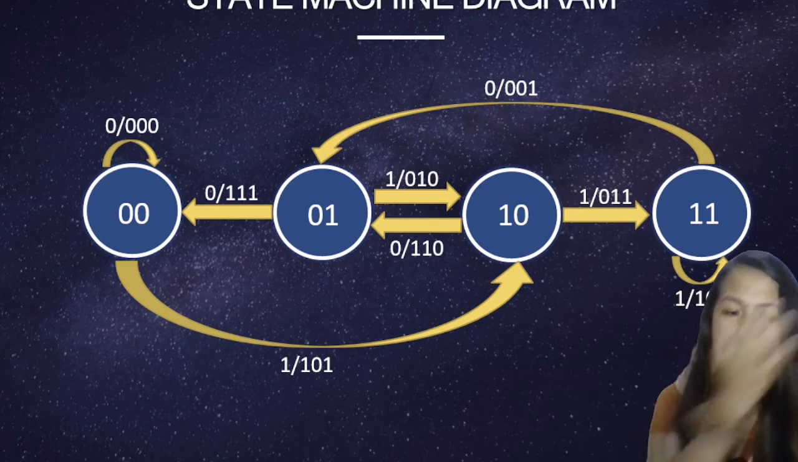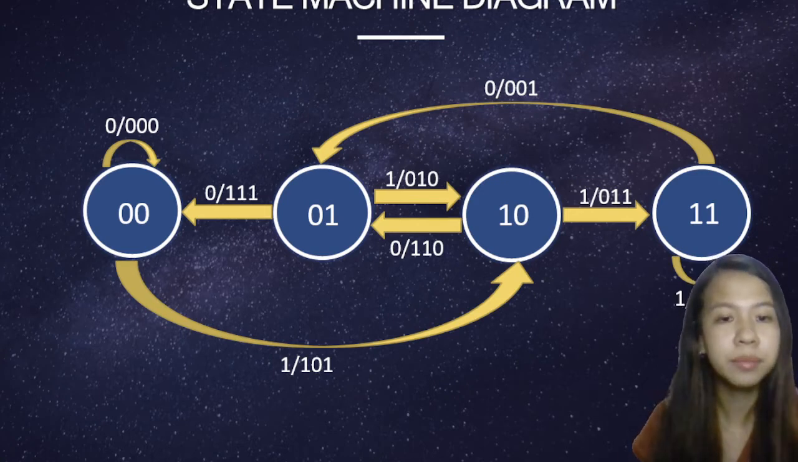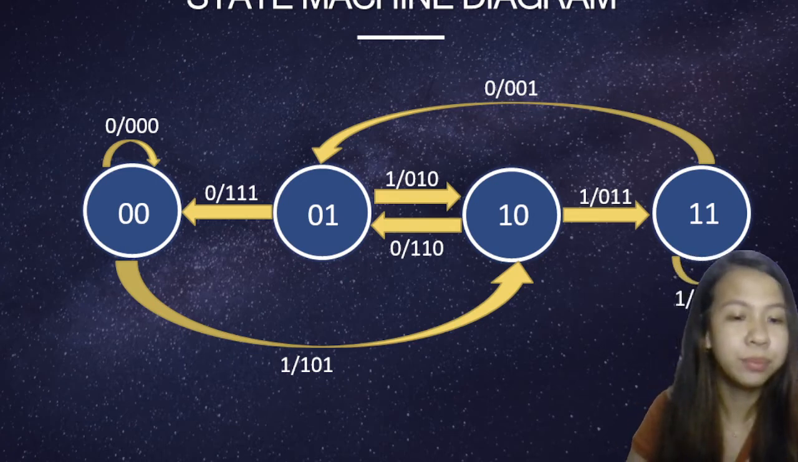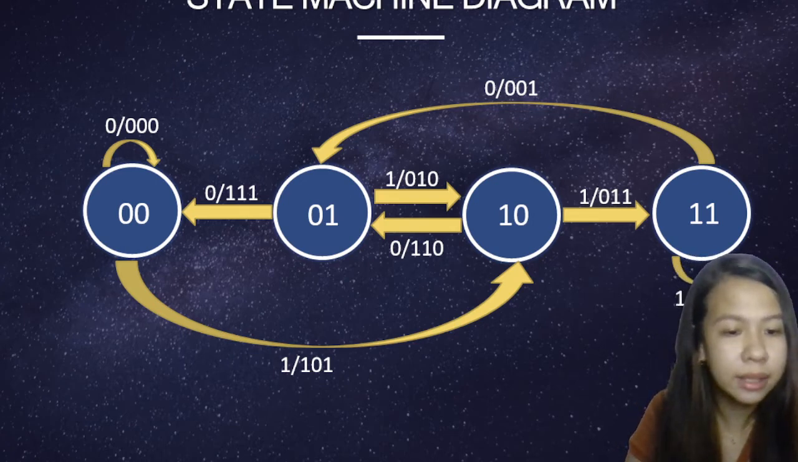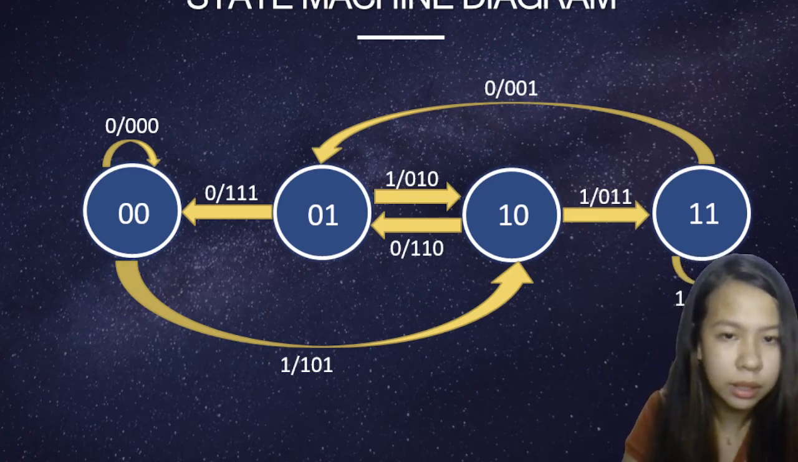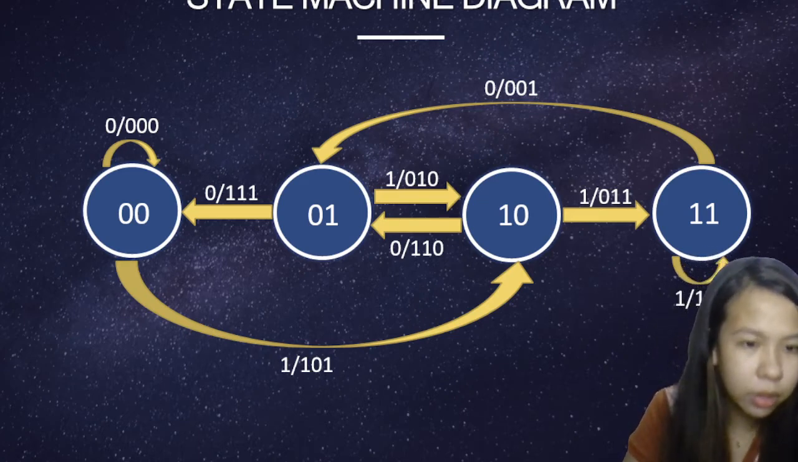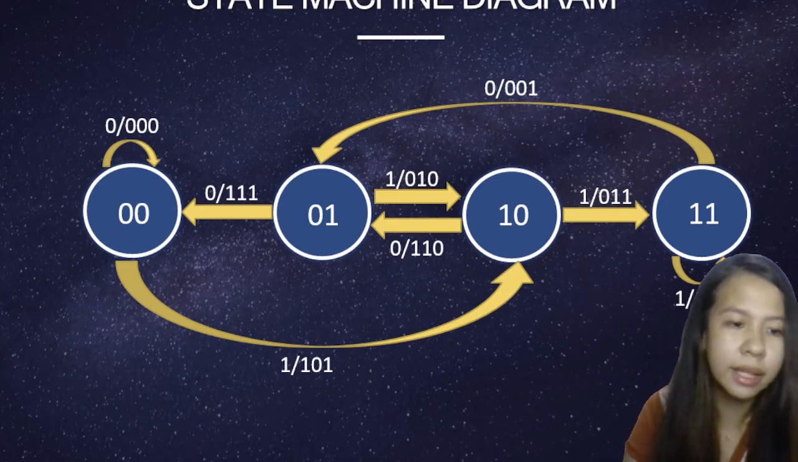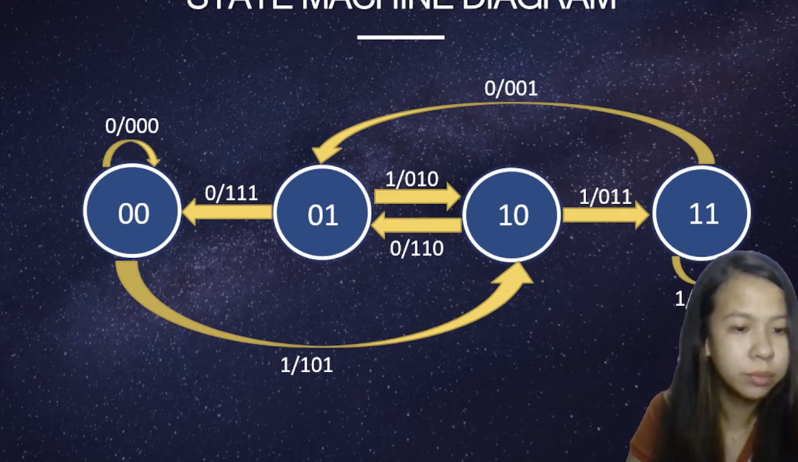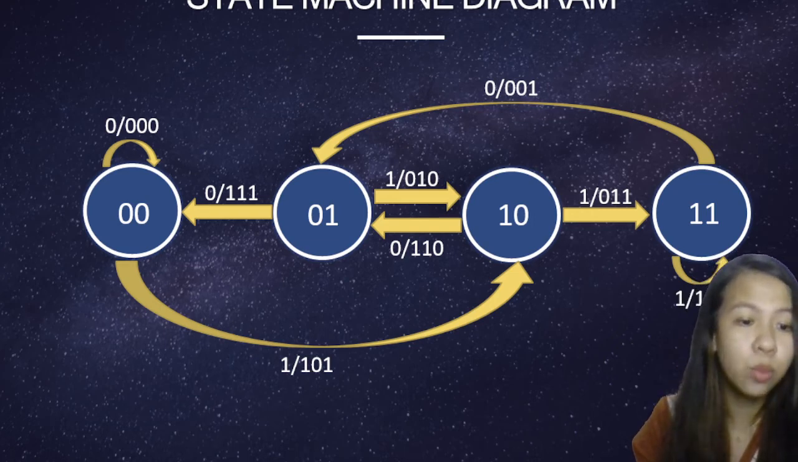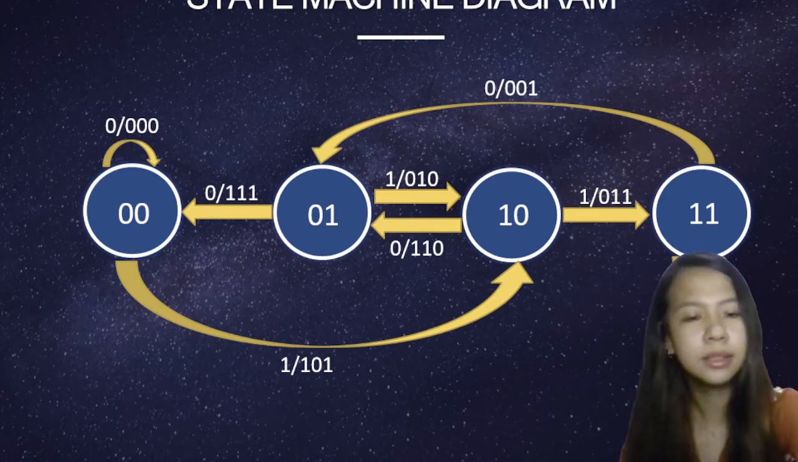The next, if the input is 1 here, and the current state is 0, 1, 0, 1 here also, then the next state is 1, 0 here, then the output is 1, 0, 0, 1, 0.